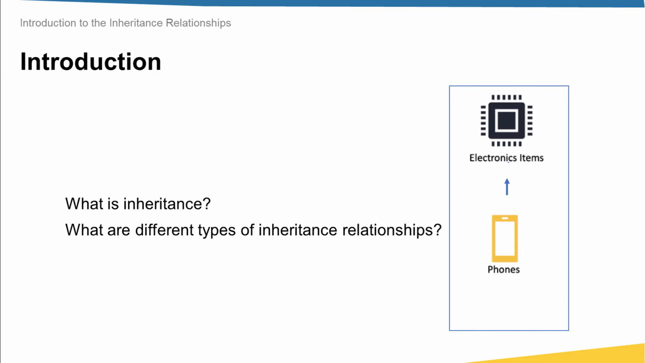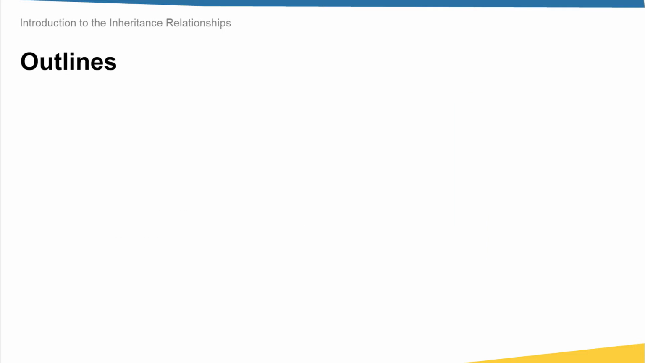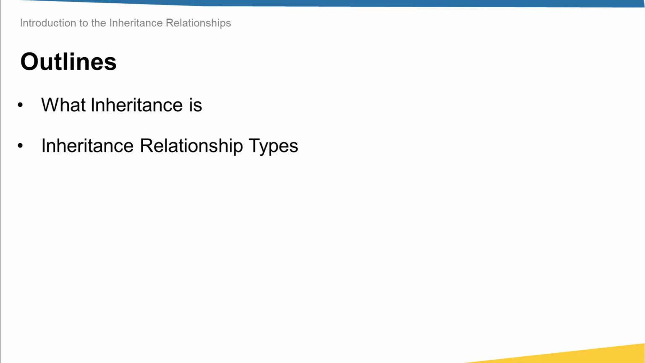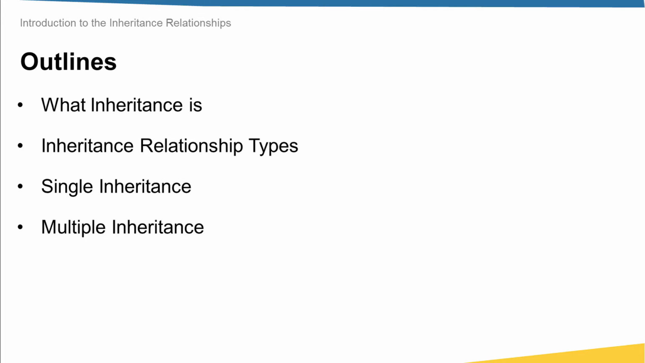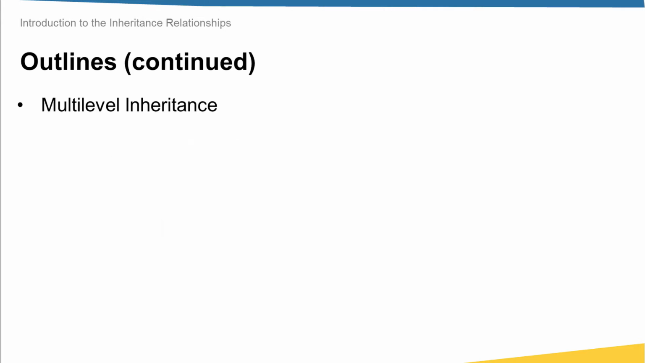If you are not familiar with this concept, join me in this lecture. First of all, I'll start with a quick definition of what inheritance is. Then we will see together the available types of inheritance relationships. We will talk a bit about single inheritance, multiple inheritance, multi-level inheritance, and hierarchical inheritance, and I'll end this lecture with a quick summary. So let's get started.